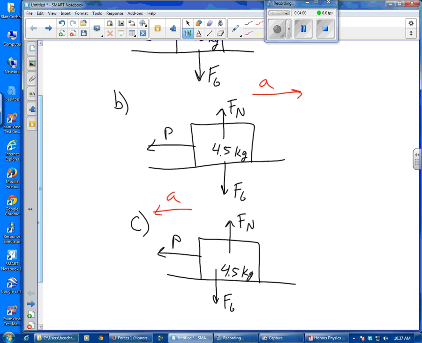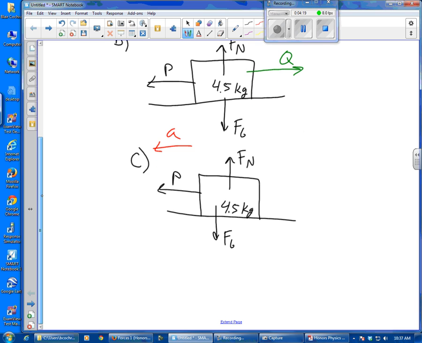In part B, I know the net force points to the right because it's accelerating to the right. The only way to get a net force to the right is having at least one force pointing to the right. So I'm going to guess that Q points to the right also, so that I have at least one pointing in the direction of the net force. And then for C, it's accelerating to the left. I already have P to the left. I'm going to take a chance and say that Q also points to the left. Q could point to the right, and still I could have a net force to the left to create that acceleration.